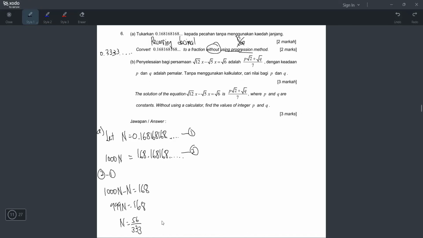What it means is, if you press 56 divide 333, the calculator will give you 0.168161. It will give you this recurring decimal, right? So I hope you understand. This is how you convert recurring decimal to fraction using the normal method, right? But what about the progression method?